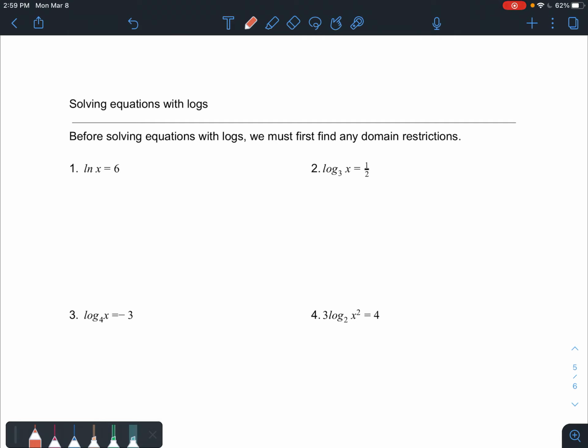Okay, so before we solve equations, we want to find the domain restrictions first. So I'm going to go ahead and set x greater than 0, giving me that 0 to infinity is my domain. So then I'm going to write this as log base e of x equals 6. Then I'm going to unbase it, I should say. So I get e to the 6 equals x. And there we go. That's in our domain, so it counts as an answer.